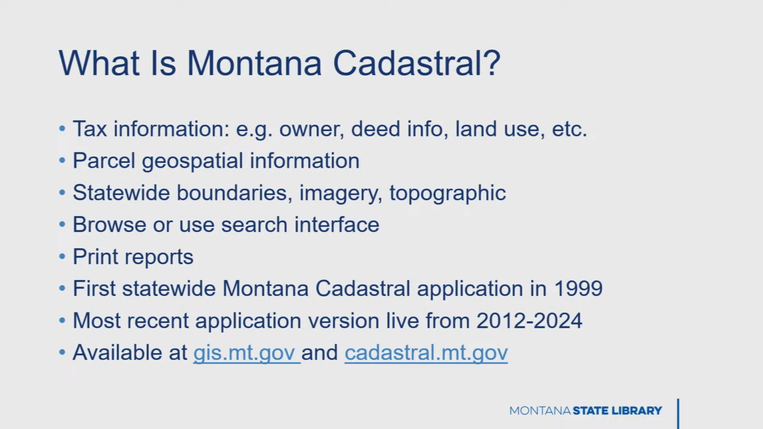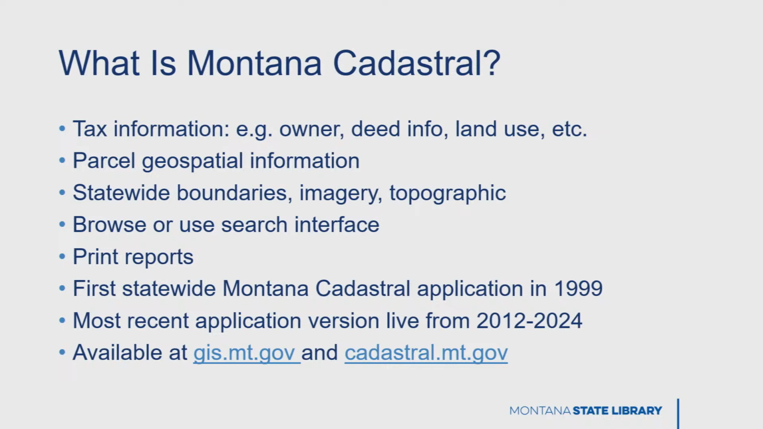It includes the owner information, the geospatial boundaries, statewide boundaries, topo. You can browse the map and click around on different properties, or you can search by 6 different methods. You can print some reports. We had, I believe, the first statewide cadastral for any state in the nation, released way back in 1999. More about that in an upcoming slide.